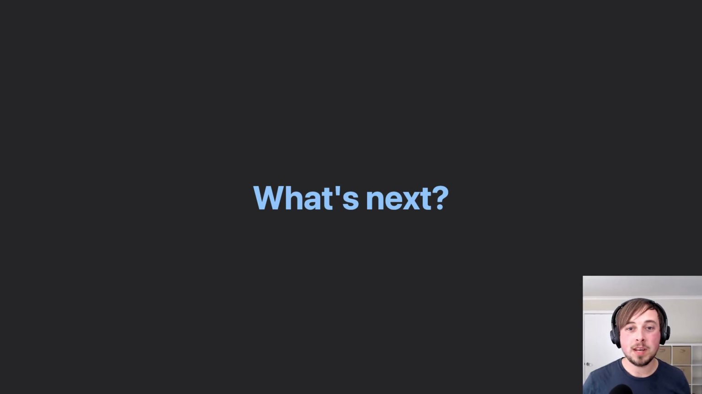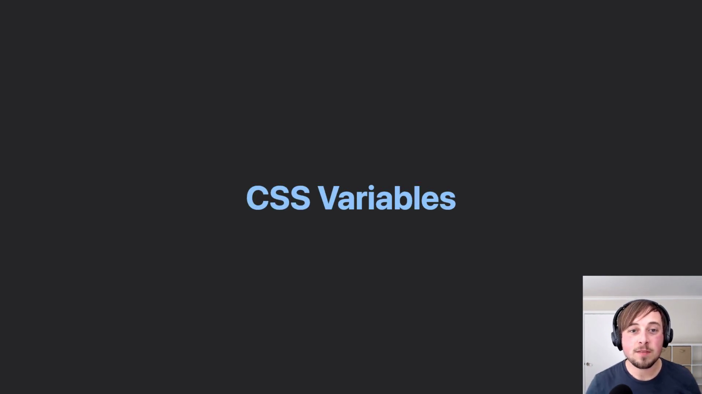So now we've seen what can be done with the basic style function, let's take a look at what other features Vanilla Extract adds to our CSS development. CSS variables are a feature of CSS that benefit greatly from Vanilla Extract's TypeScript first approach.